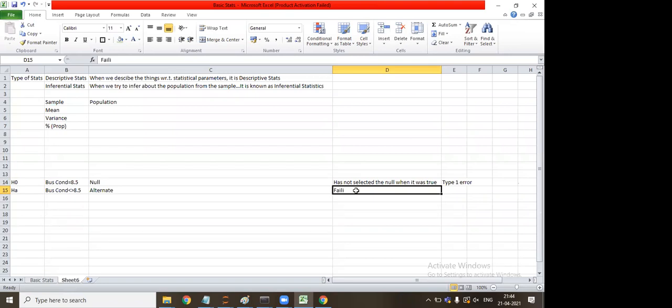So when he went to Nainital, what has he done? He has accepted the null hypothesis. So he has not rejected the null hypothesis. So in the second condition, the scenario is he has accepted the null hypothesis when it was false. Am I right? So again, he has accepted the null hypothesis when it was false.